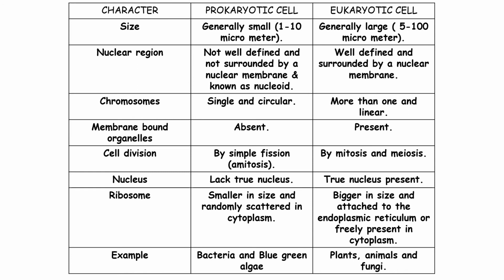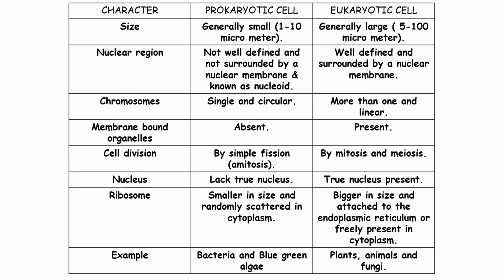Here the membrane-bound organelles are not present in prokaryotic cell. In eukaryotic cell, membrane-bound organelles are found or present. Then in prokaryotic cell, simple fission only takes place, that is by dividing. But in eukaryotic cell, the cell division is mitosis and meiosis.